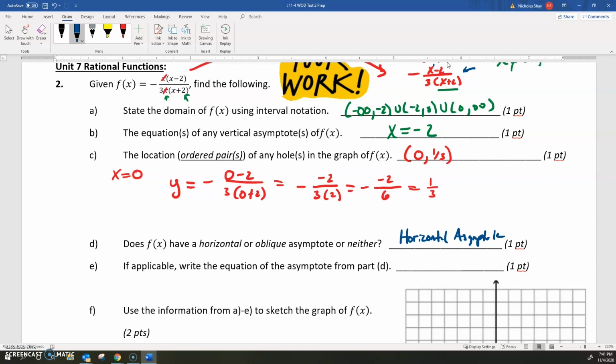Now, write the equation of the horizontal asymptote. Since their degrees are equal, we will look for the leading coefficient in the numerator and the denominator. So the leading coefficient in the numerator is going to be -1. The leading coefficient in the denominator is 3. So the horizontal asymptote is at y equals -1/3.